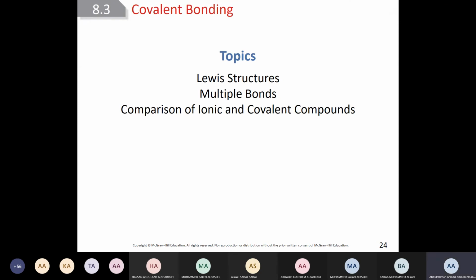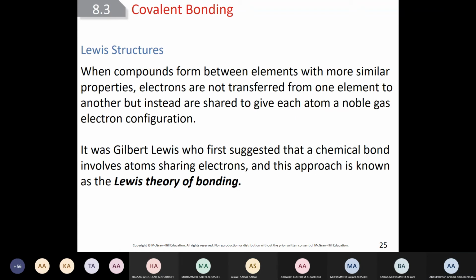Okay, Lewis structure. Lewis structure and Lewis theory of bonding. Lewis, a very important name. Did we see this before? We saw this one, right? Lewis dot symbol. Did we see this before? What's the Lewis dot symbol?